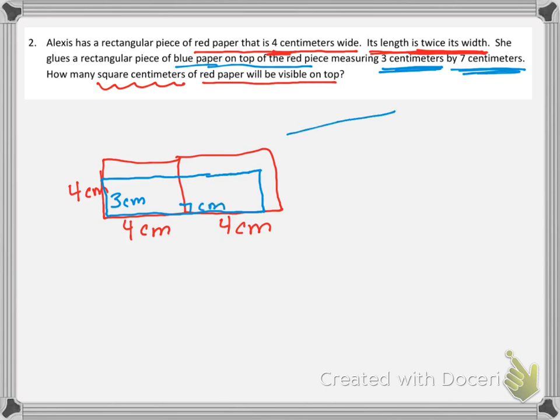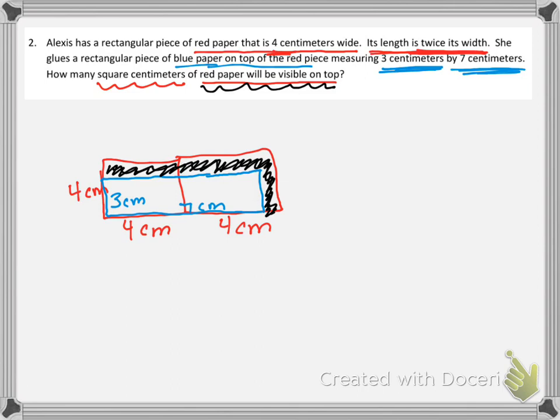So if we really get close in and look at this, the blue is covering the red, and it's 3 centimeters wide and 7 centimeters long. So now they're asking you how much of the red paper will be visible on the top. So they're really asking you for this right here. How much of this is going to be visible? How much of the red paper is going to be visible?